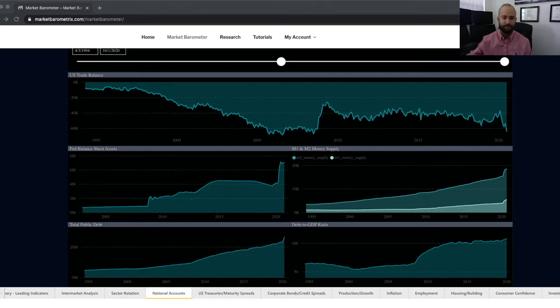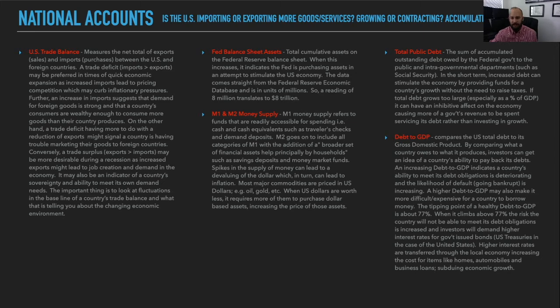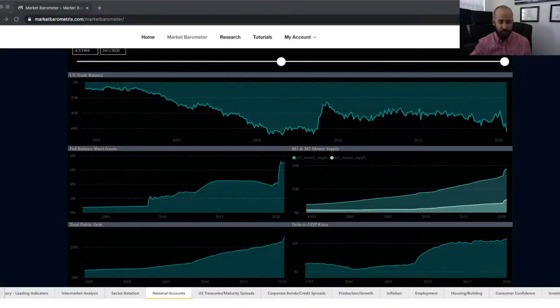Coming back to our PowerPoint here, generally a small amount of debt and a healthy debt to GDP ratio can be good and stimulative for the economy. Whenever that debt to GDP ratio grows too big, it can be a burden, especially on the long-term health of an economy. Generally the tipping point of a healthy debt to GDP ratio is about 77%. When it climbs above that, a country starts to run the risk of not being able to meet its debt obligations.